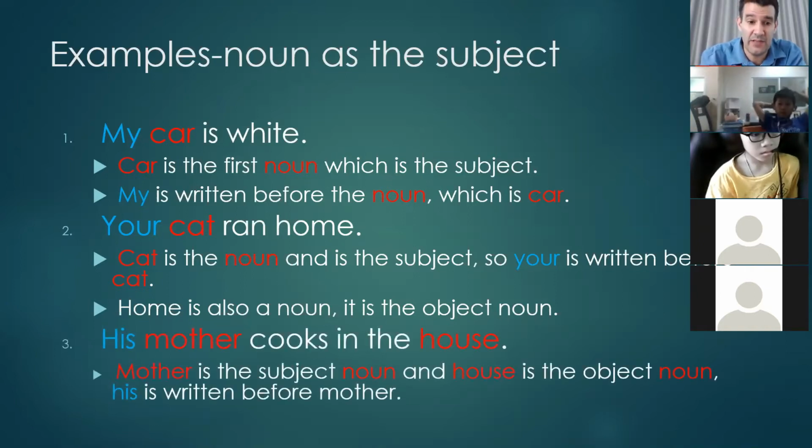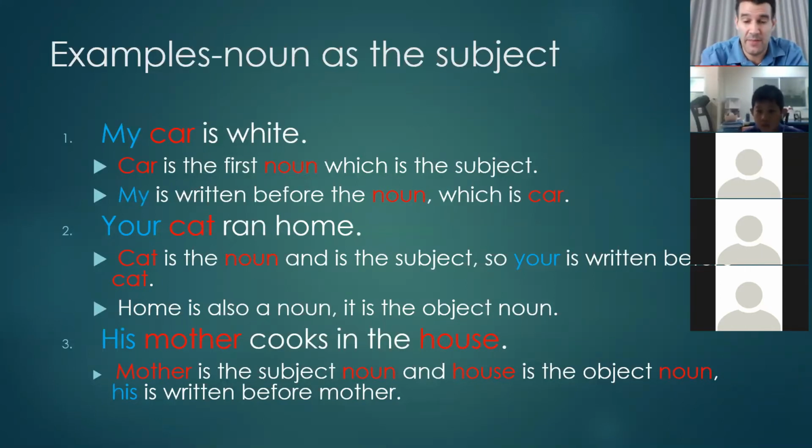Now another example, last example. His mother cooks in the house. Again, there are two nouns, mother and house. So we write it before. In this, we are just looking at subject nouns. So it's written before the subject noun. So it's written before mother. So his mother. So now we can look at object nouns.